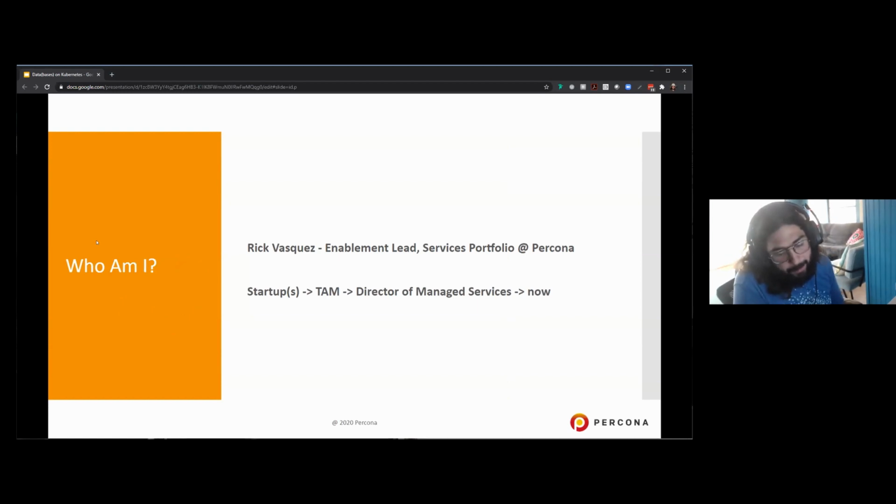Who am I? Let's talk a little bit about this stranger on the internet that's trying to talk to you about databases on Kubernetes. And I'm a new parent now, so I'm practicing my speech for my kid. Don't trust anybody on the internet, right? So who am I, and why do I know so much about databases? Yeah, why should we trust you?